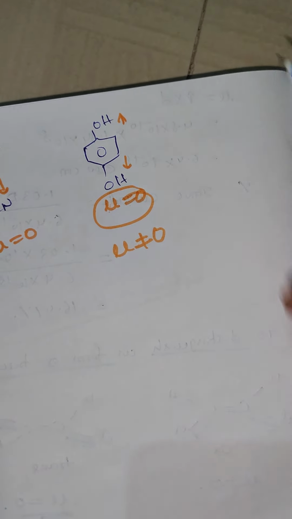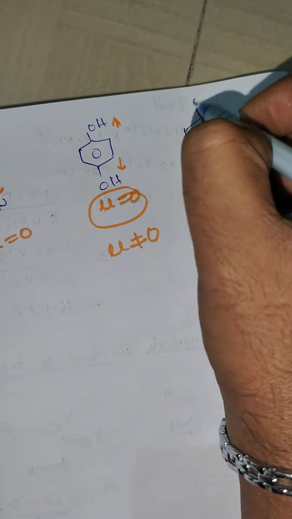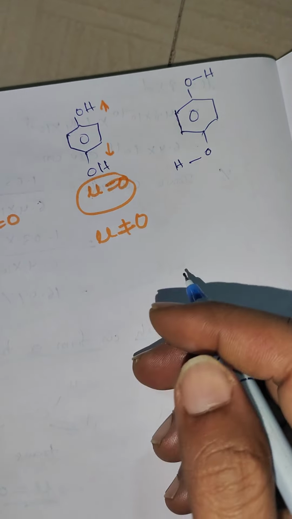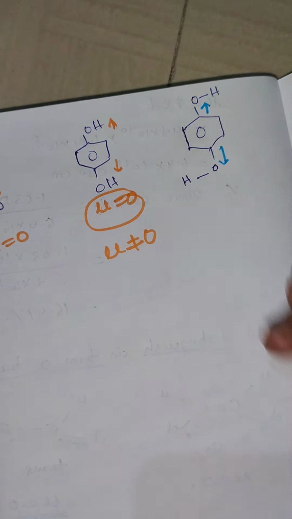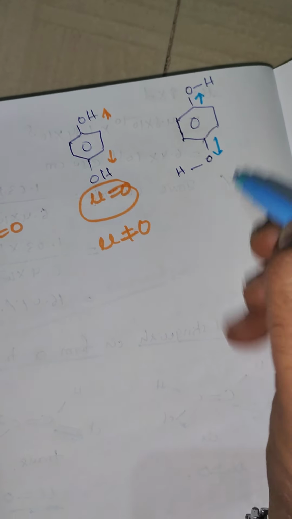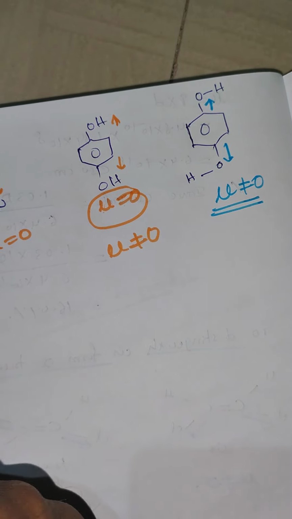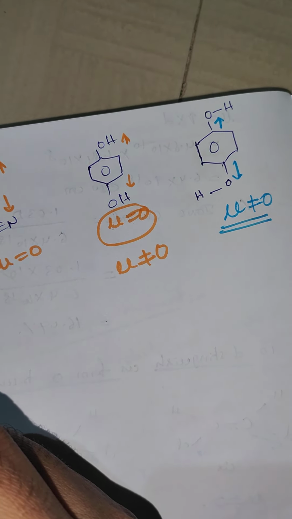Why? Because the two OH groups are not in plane. One OH group is like this, one OH group is like this. The direction will be the same only. But the two OH groups are not in plane. When not in plane, they have some dipole moment. That means mu is not equal to 0. Like this you have to do.